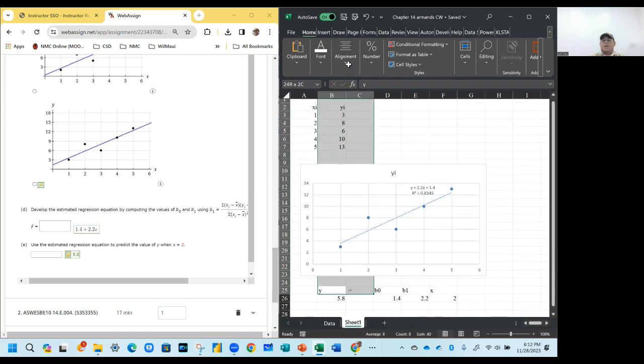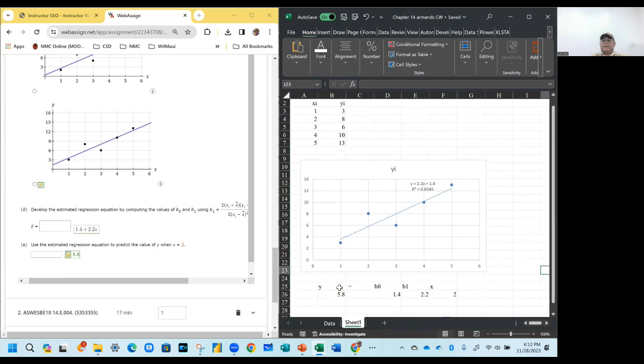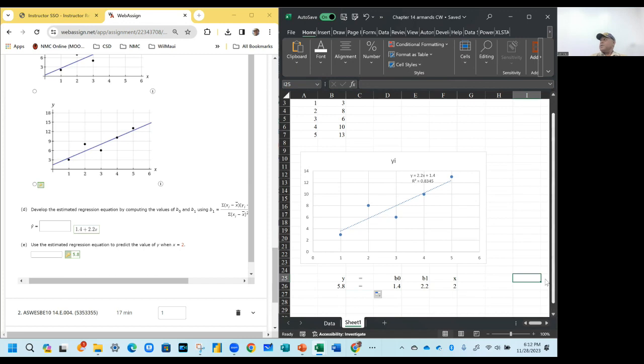If I clean things up here a little bit, it would look better, no? If I do this, and then put this in the middle, maybe, just to make it look prettier, no? And now you have it, no?